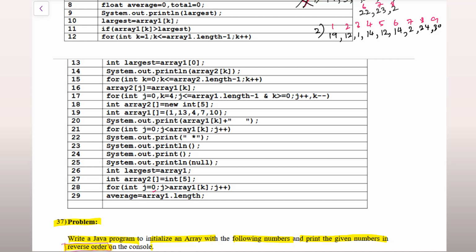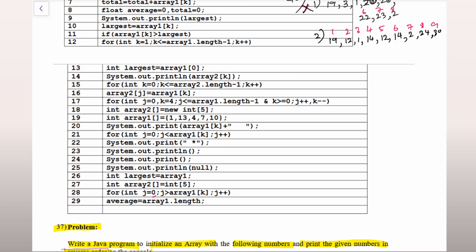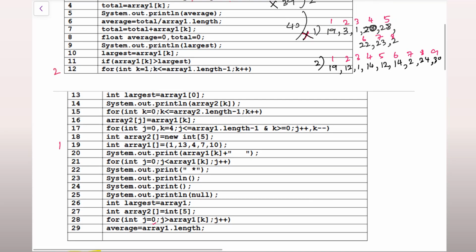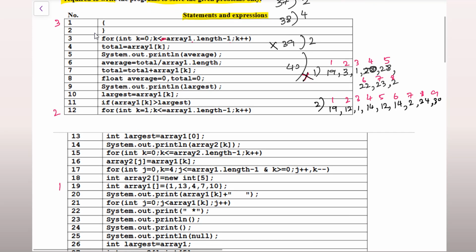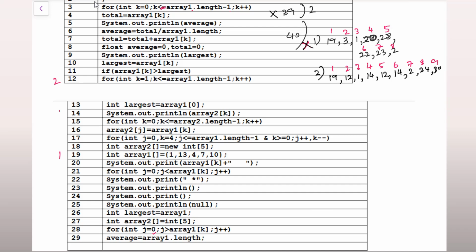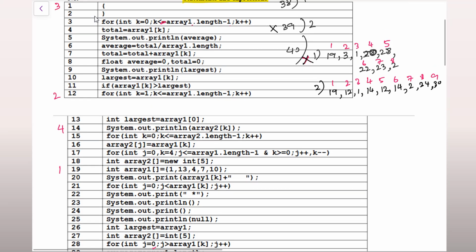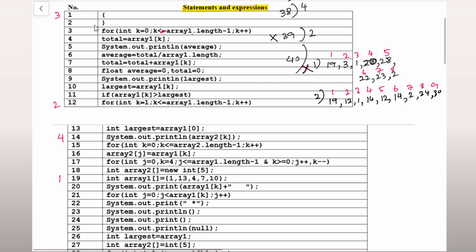Okay, so 19, start with the 19 again. 19, 12, 1, right, and then 14. Okay, so you're just doing a println there. That seems to be wrong, because when you do a println, it's a println on array 2 even. Array 2 is not available, right, at this point.